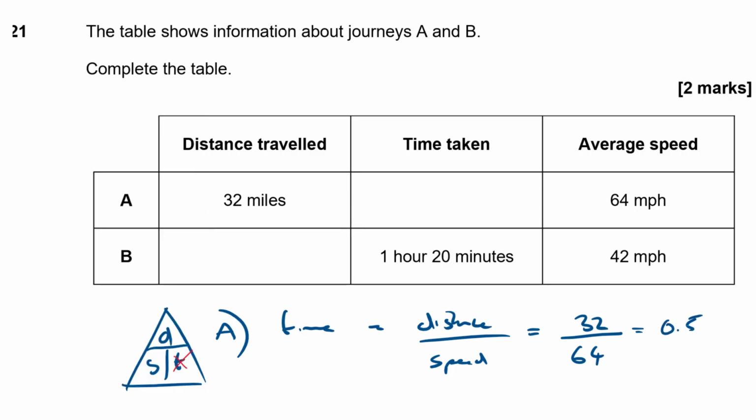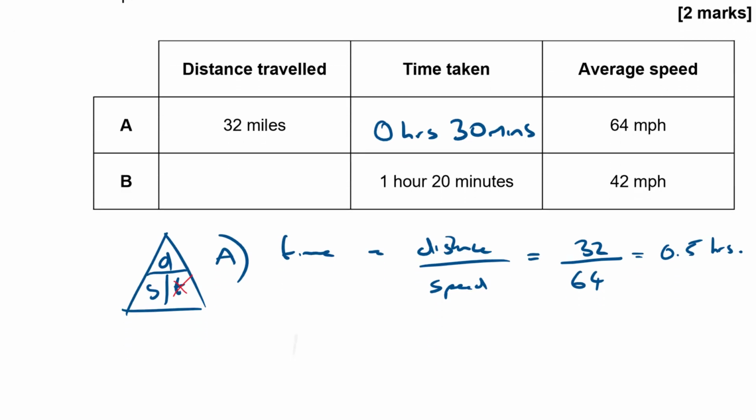0.5 or a half. Now that's time, isn't it? So the distance was in miles and the speed was in miles per hour, so that must be in hours, so it's 0.5 hours. So time taken is 0.5 hours. The other one is in hours and minutes, so half an hour is 30 minutes, so it's 0 hours 30 mins.